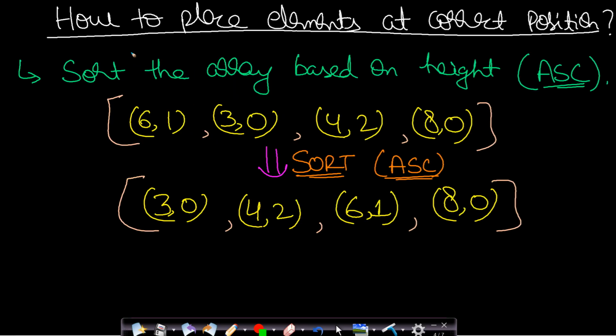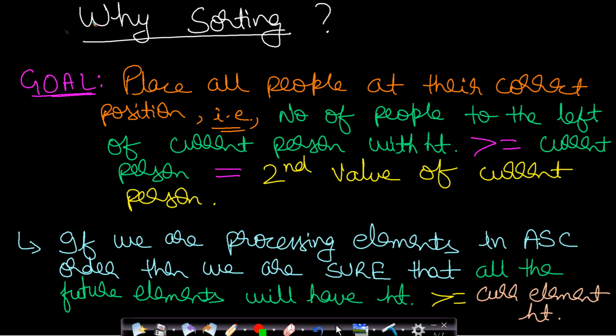Now the next question is how to place the elements at the correct position. I already told you that simple sorting will not work. But we need to make use of this sorting and we need to make some other operations as well in order to find the solution. So sort the array based on height. Now you must be thinking, why will sorting work? You will come to know by the end of this video, so keep watching.